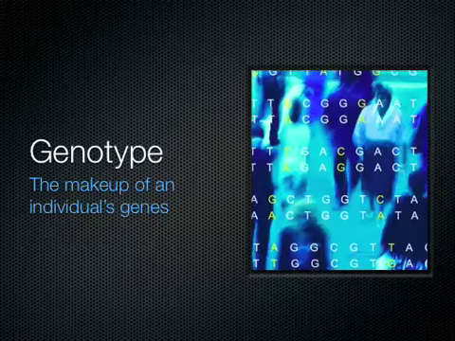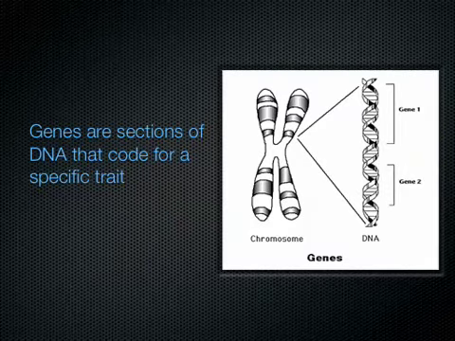So your genotype, in general, is just the makeup of your genes. And you've heard the word genes before. It has something to do with DNA. Genes are sections of DNA that code for a specific trait. So in the picture, gene number 1 may code for, say, eye color, while gene number 2 may code for, say, hair color. There are specific sections of your DNA that code for that trait.